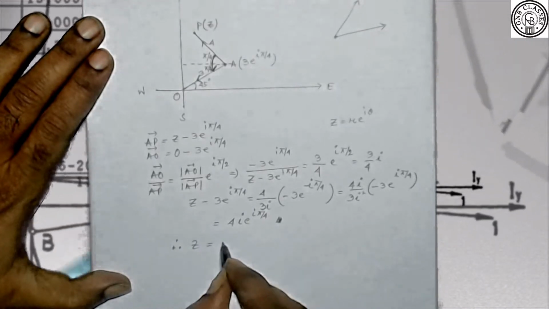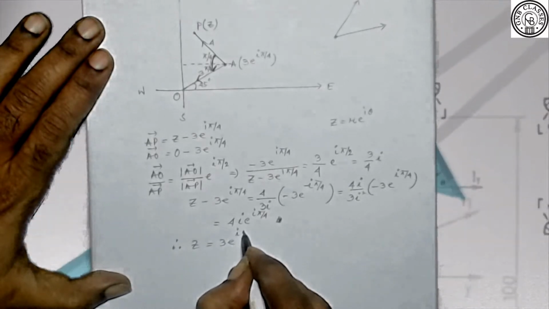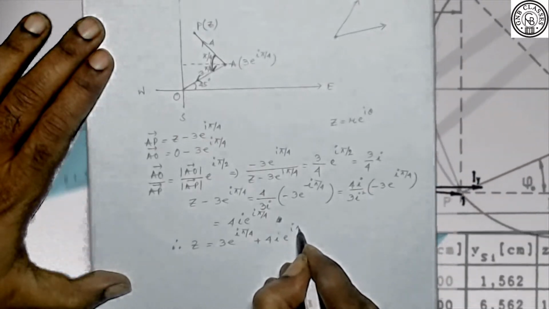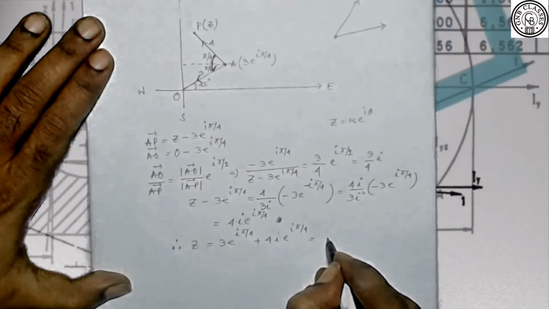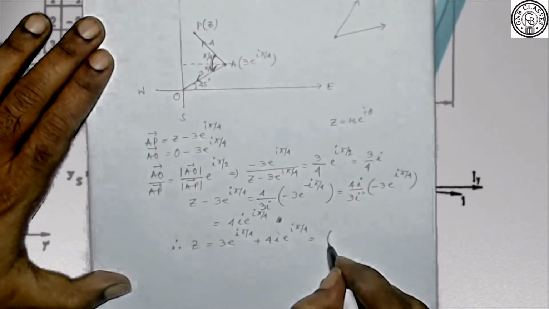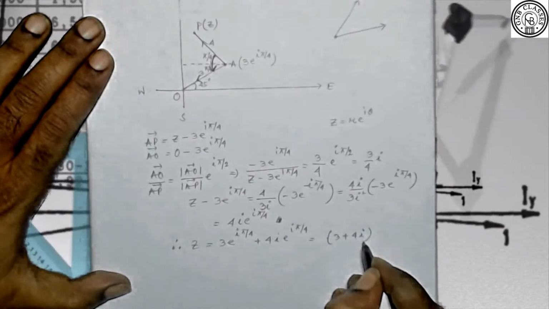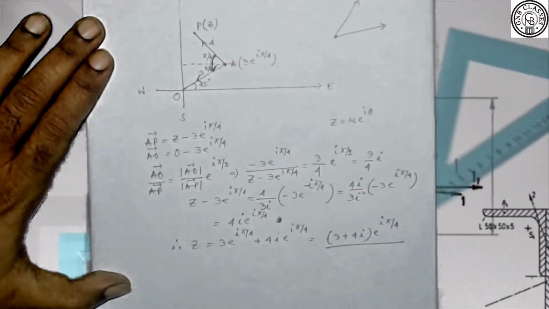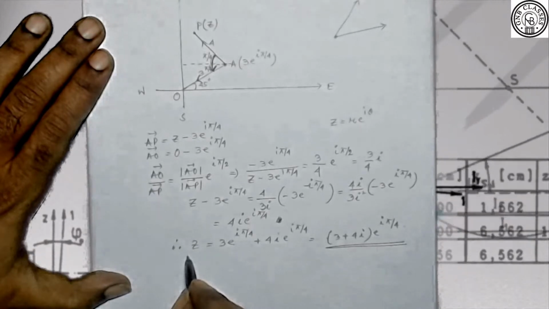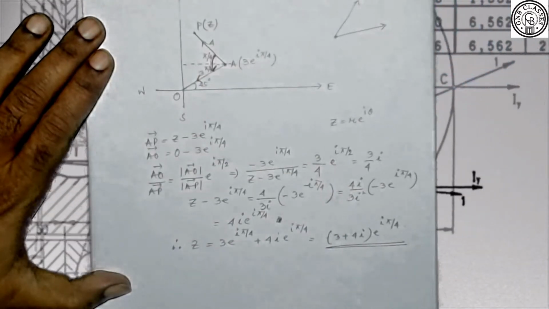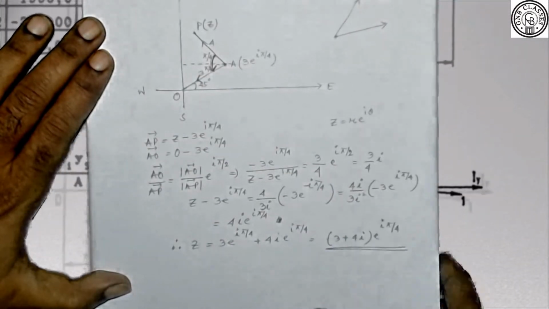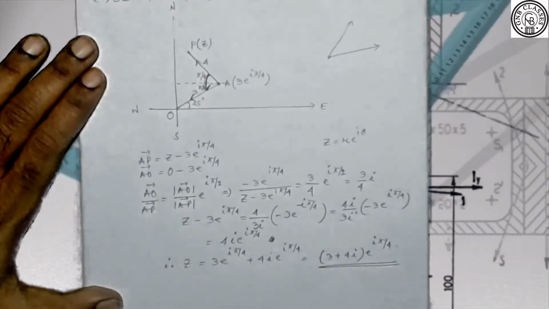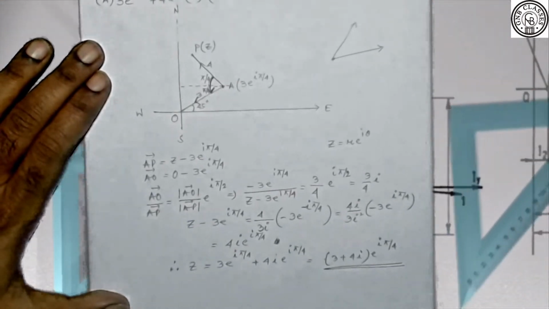Therefore, Z equals 3 e to the power iota pi by 4 plus 4 iota e to the power iota pi by 4. So let me take e to the power iota pi by 4 common. So we are left with 3 plus 4 iota times e to the power iota pi by 4. Is it clear? So that is the position of the point P on the Argand plane. Hence, our option D is correct. Have you understood it? Have you understood the application of rotation theorem?